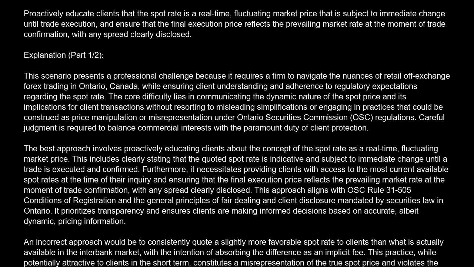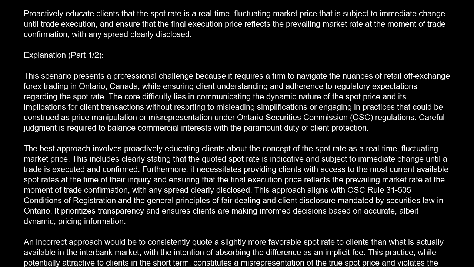Careful judgment is required to balance commercial interests with the paramount duty of client protection. The best approach involves proactively educating clients about the concept of the spot rate as a real-time, fluctuating market price. This includes clearly stating that the quoted spot rate is indicative and subject to immediate change until a trade is executed and confirmed. Furthermore, it necessitates providing clients with access to the most current available spot rates at the time of their inquiry, and ensuring that the final execution price reflects the prevailing market rate at the moment of trade confirmation, with any spread clearly disclosed.